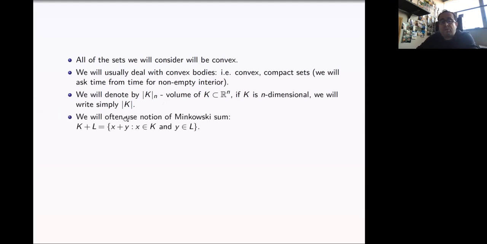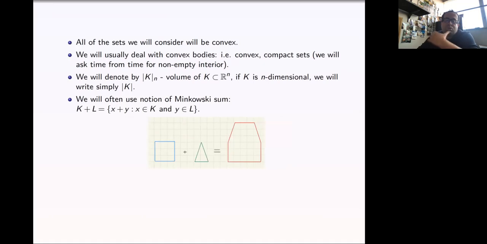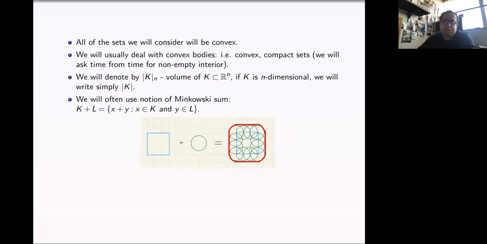One of the main questions in this discussion is going to be about Minkowski sums. Here are some examples of Minkowski sums. You have two intervals of the same length which are orthogonal, and you get a square, for example, or you get a square and a triangle. You get such a beauty. So it's a nice way to play with this.